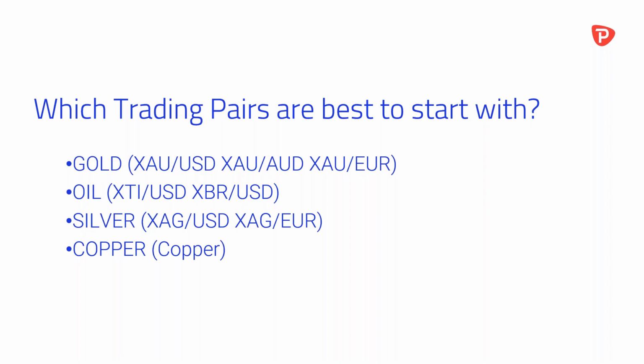So which trading pairs are best to start with? Tonight we're going to be talking about gold, oil, silver, and copper. Specifically with gold, I actually quite like all the crosses. Many people traditionally will just look at gold versus US dollar, but sometimes it actually pays to trade gold versus the euro or gold versus the Australian dollar, and you'll actually have a better trade.